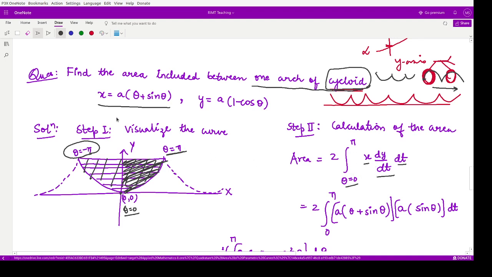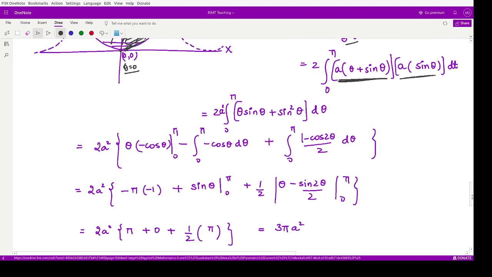The value of x is given to be a(theta plus sine theta), so this is the value of x. And what is the value of y? Y is given to be this, so its derivative with respect to theta would be a, because it is constant it stays as such. Derivative of 1 is 0, derivative of minus cos theta is sine theta. So this is the derivative. We can substitute these values and now perform this integration.